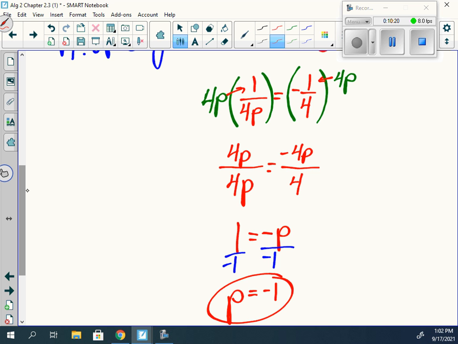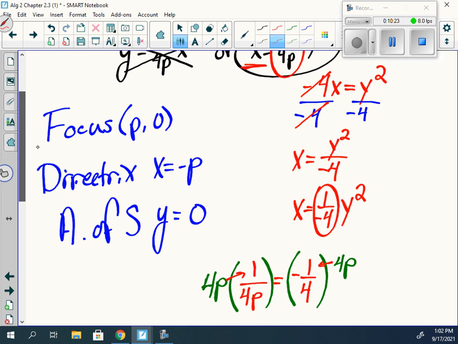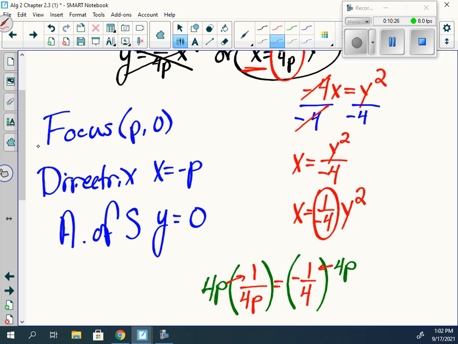We good? Okay. So we come back here to the focus, directrix, and axis of symmetry. Well, the focus, if I plug -1 back in, it will tell me that the focus for this is -1, comma 0. The directrix, x is equal to -p. Well, that would give me what? It was +1 because the -1 would become positive. A negative and a negative would make a positive. So we have 1. And that's it.